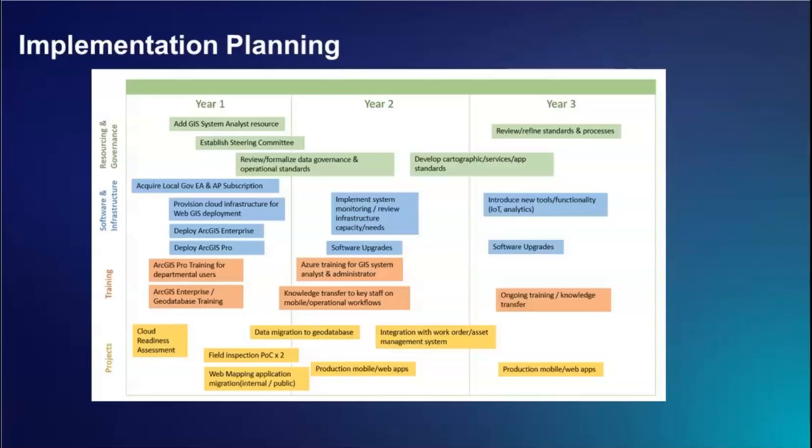Under software and infrastructure, do you need licensing? Do you need maybe an Advantage program subscription to help support the work you're doing with the infrastructure? Here's a sample. If you're going to create a web GIS and you've decided to go to the cloud, you need to provision that infrastructure. So some sample infrastructure-related implementation items.